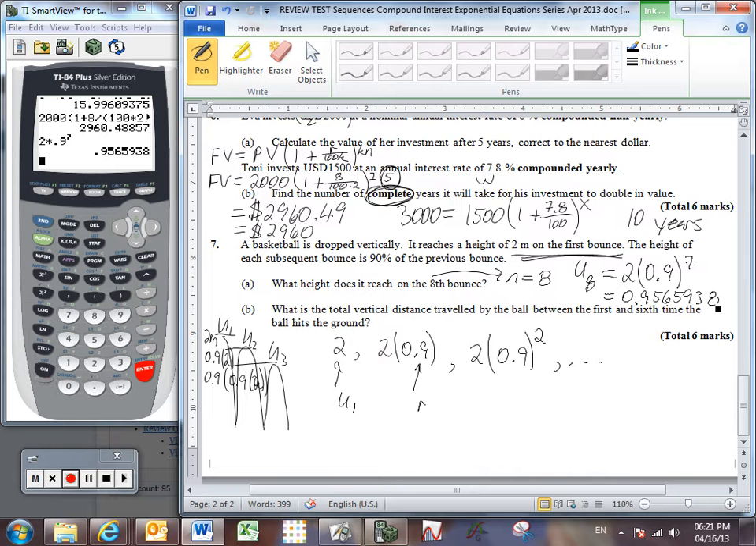0.9565938 meters will be the height on the 8th bounce. We can of course round this to 3 significant figures, 0.957 meters.